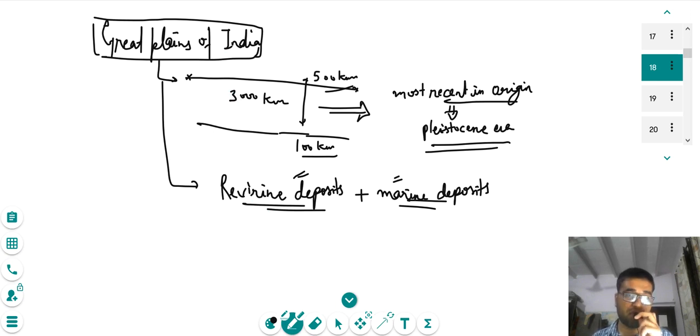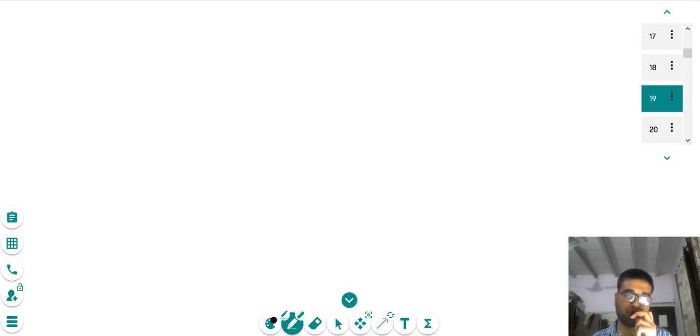So let us start with first of all how they are formed, okay? Because it is important to understand how the Great Plains are formed, what is the procedure that led to the formation of the Great Plains, before we start dividing the Great Plains. Okay, so moving to the next, that is the process of formation, how the Great Plains formed.